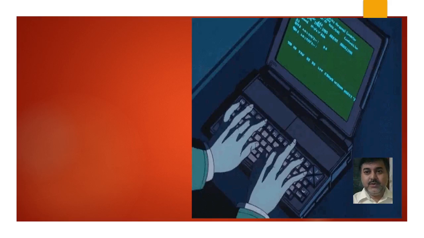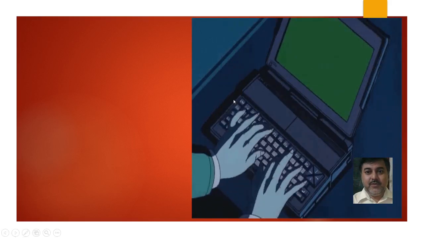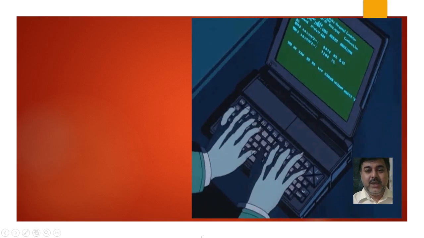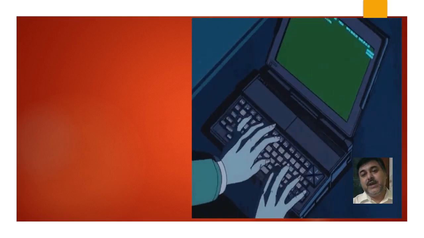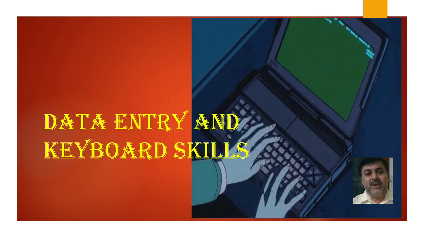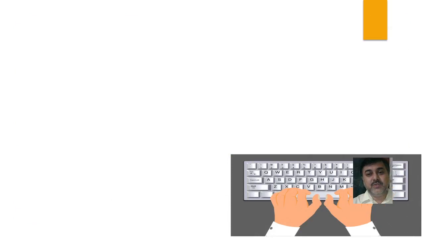Good evening, students. Today we are going to see what we will study. See here, a person is typing. Typing naturally relates to what we will study: let us see what data entry and keyboard skill is. So data entry and keyboard skill is what we will study today.